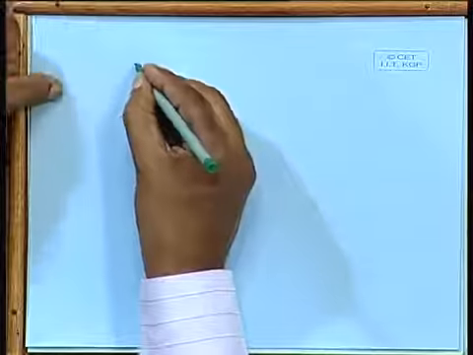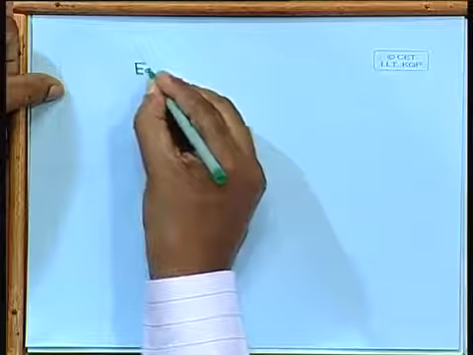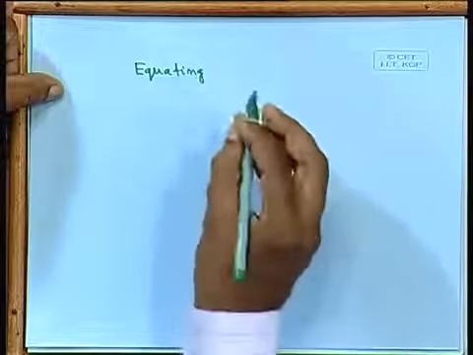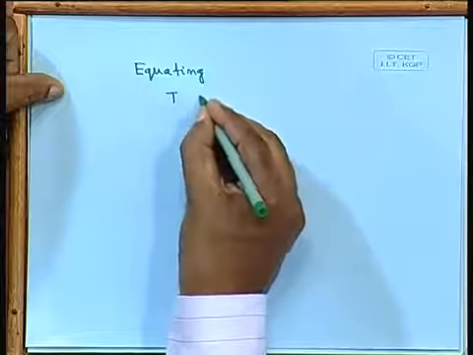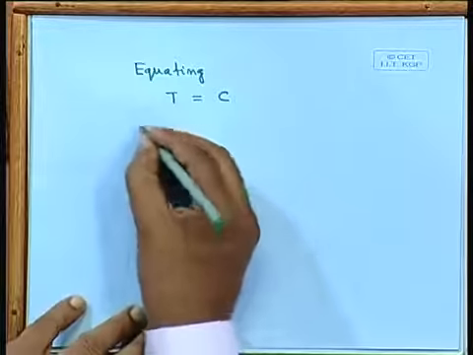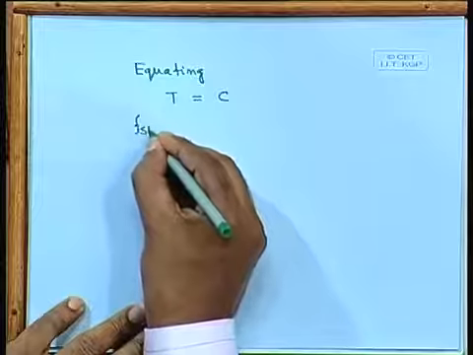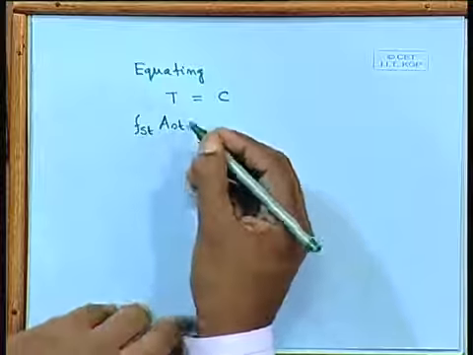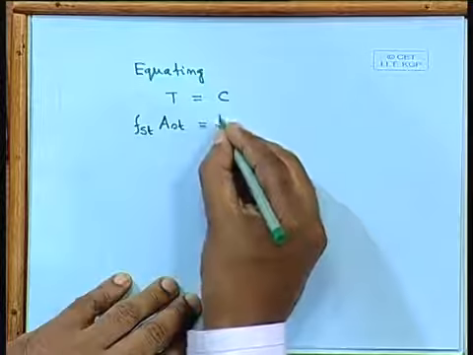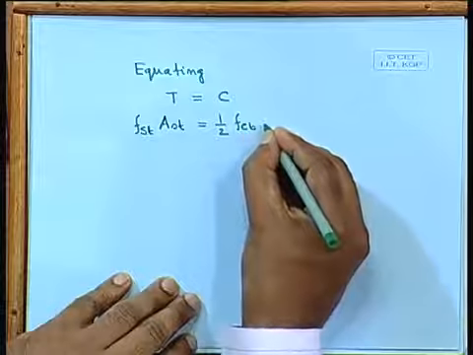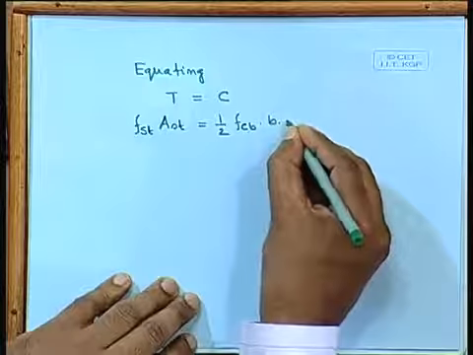The other one we can consider is that we can equate the tensile force and compression force. So, T equal to C. So, we can write down F_st, stress in steel, times area of steel, equal to half F_cb b kd.